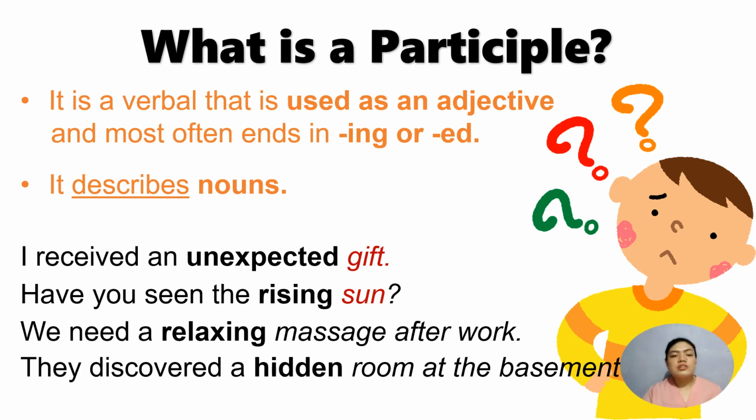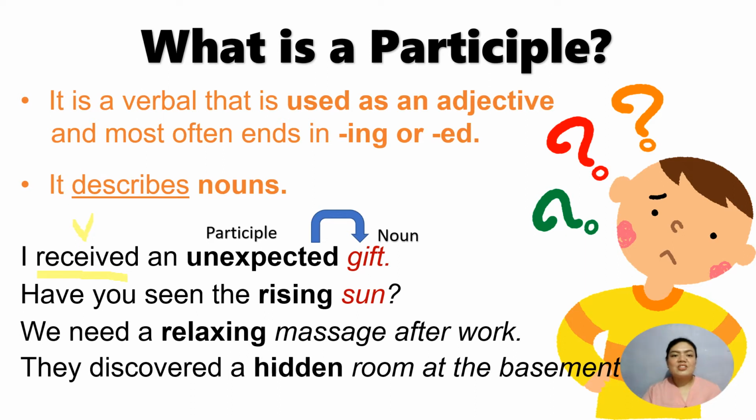First, I received an unexpected gift. Here, our participle is unexpected, which describes the noun gift. Remember that even though this ends in ed, it is a participle because it describes the word next to it. Why is it not received? Because received here functions as a verb.